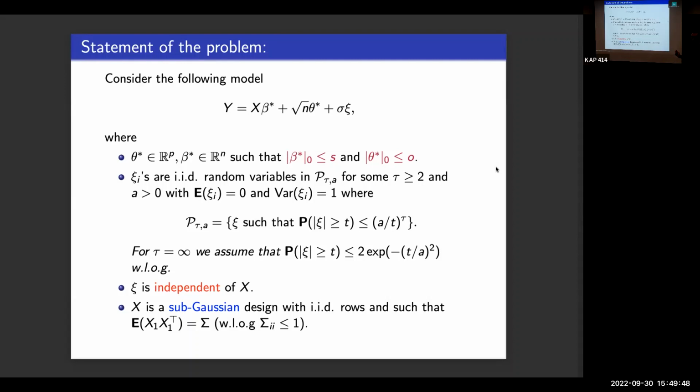Are we okay with the model? Okay. So the goal obviously here is to estimate beta star. You could think of estimating both beta star and theta star, because they're both unknown parameters here. But theta star is just a nuisance parameter for us. What we care about is the signal, not necessarily the contamination.